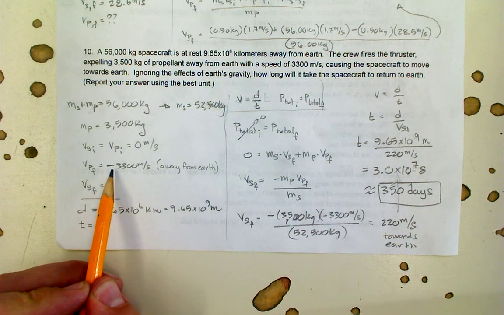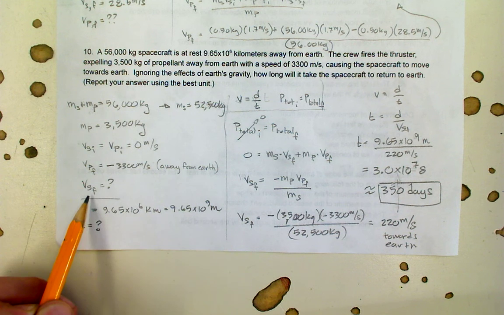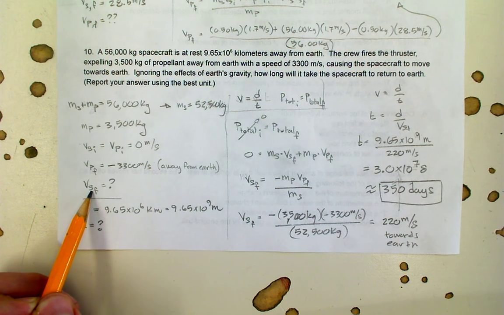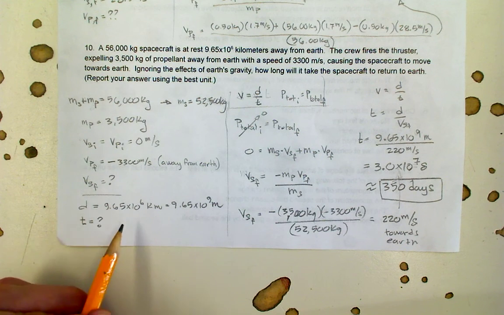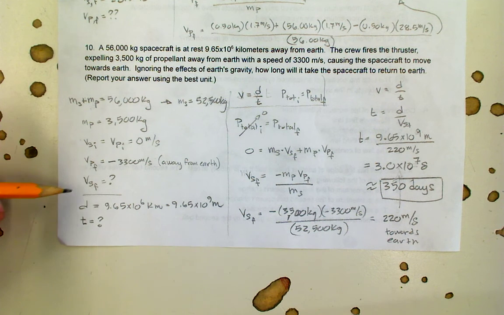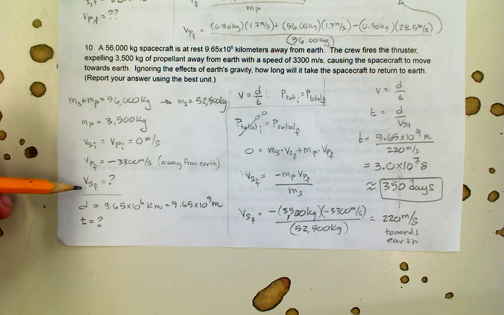I did decide that the propellant's velocity would be negative because that's away from the Earth. So I expect that my final spaceship velocity is going to be positive and that it's moving towards the Earth. And then finally, I have a distance and I'm looking for a time ultimately. There's really kind of two things we have to do here. First of all, we have to find the final velocity of the spacecraft after they expel the propellant. And then we have to use that to calculate the time it's going to take to cover this particular distance.